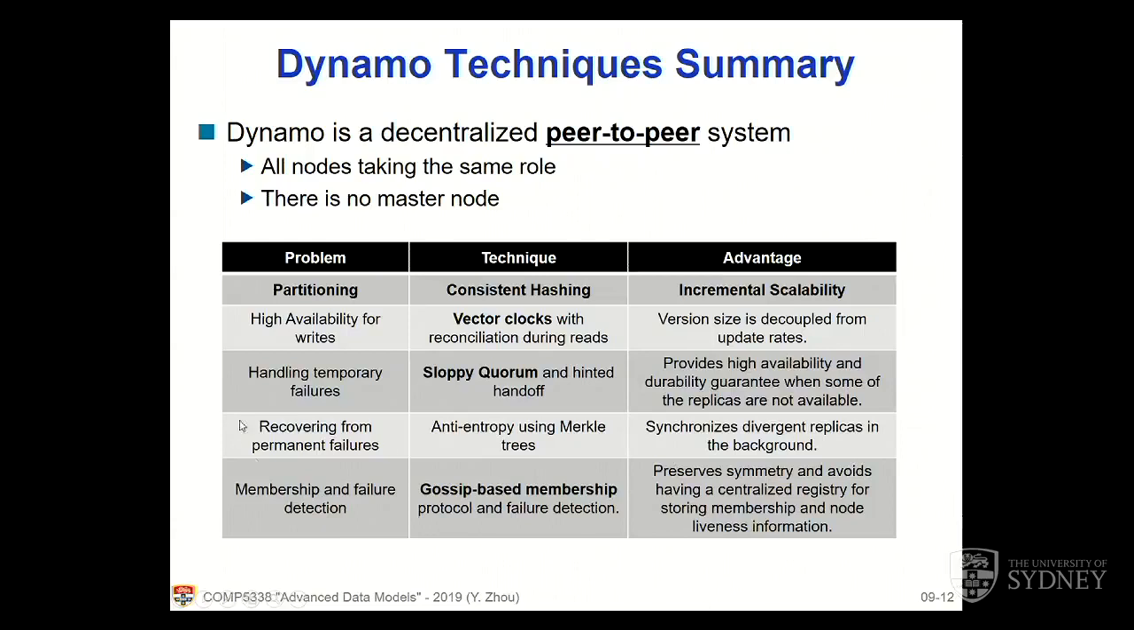And for recovering from permanent failures, they use something called anti-entropy using Merkle trees. That we're not going to cover. And for membership and failure detection, they use a gossip-based membership protocol. Failure detection, again, we're not going to cover a lot. We're focusing on the top three things.